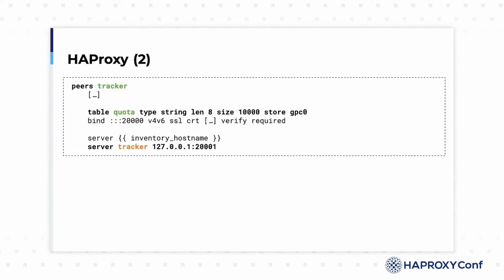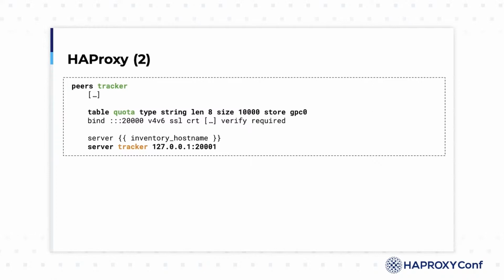Defining HAProxy peers is also nothing out of the ordinary. We are using a peers section just for request tracking. All customers are assigned an internal 8-character customer identifier that we can easily reuse for our single quota table, using the identifier as the key and storing a GPC0 general purpose counter as the value.